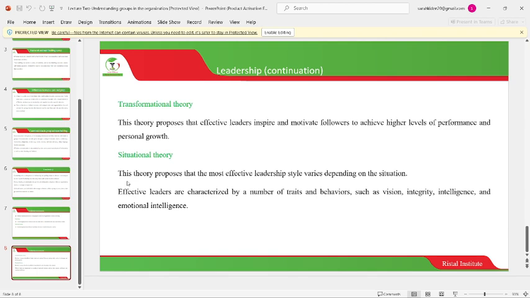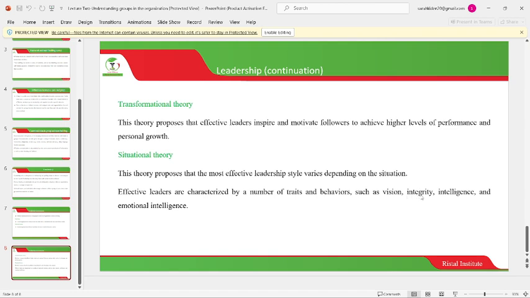So effective leaders are characterized by a number of traits and behaviors such as vision, integrity, intelligence, and emotional intelligence. These traits enable them to inspire and influence others, achieve their goals, and overcome challenges. Let's start with vision. Effective leaders have a clear and compelling vision of the future that they communicate to their followers. They align their actions and decisions with their vision and help others see how they can contribute. So that is vision.